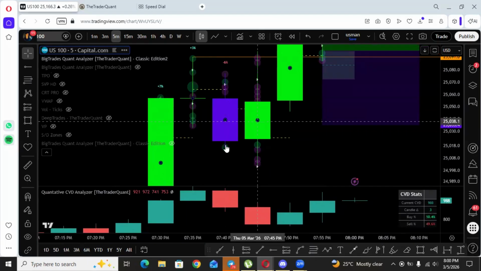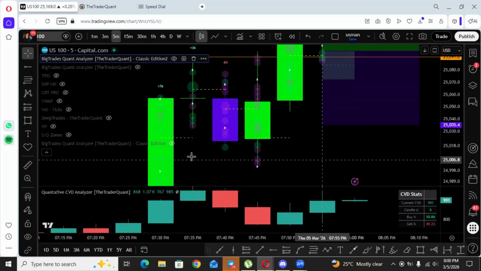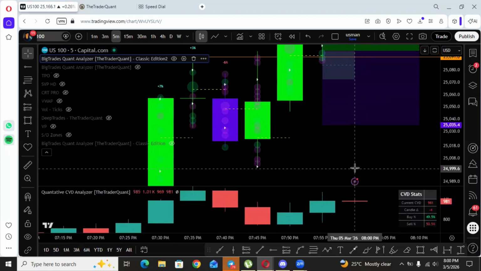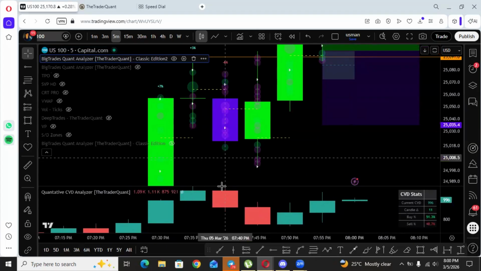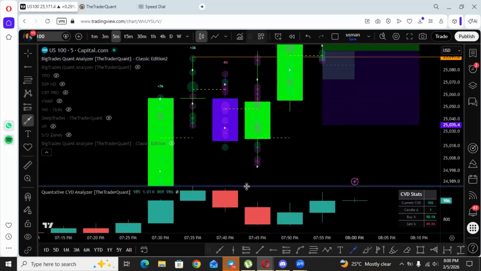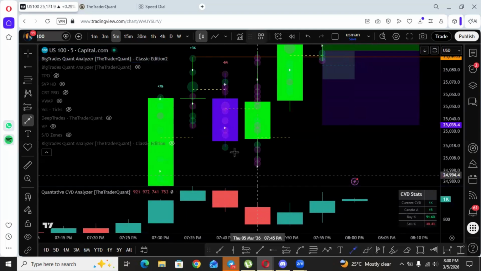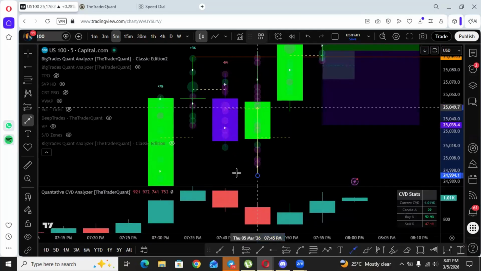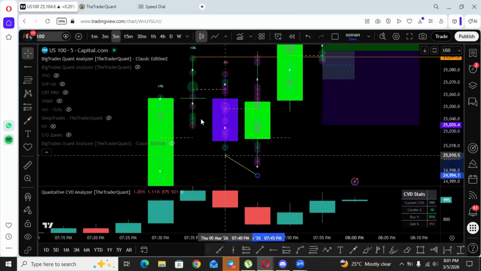If you look at this sell candle, you can see the bubbles inside the sell candle. You can see these bubbles, and you can also see the bubbles here.